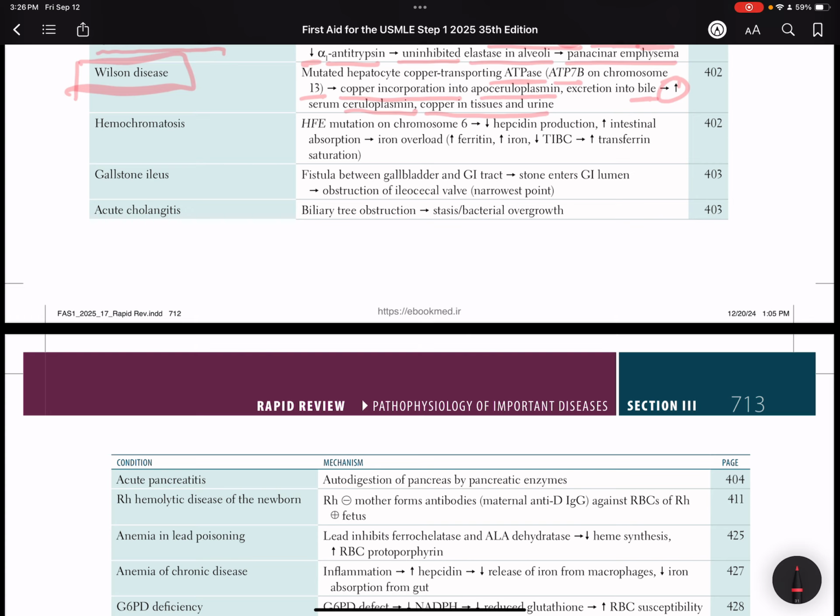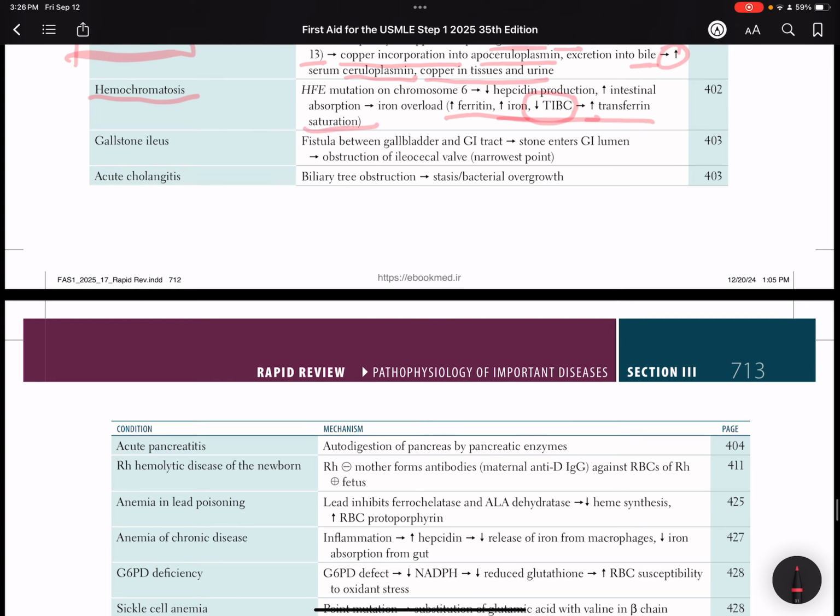What causes hemochromatosis? Hemochromatosis is caused by HFE mutation on chromosome 6, causing decreased hepcidin production and increased intestinal absorption, which leads to iron overload. When you have iron overload, you see labs such as increased ferritin, increased iron, decreased TIBC, and you also see increased transferrin saturation. Next condition, gallstone ileus.